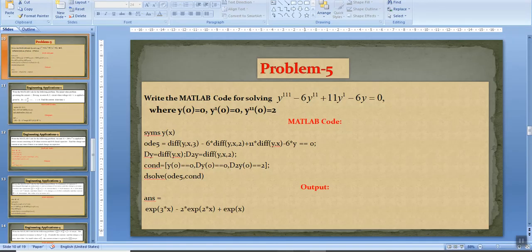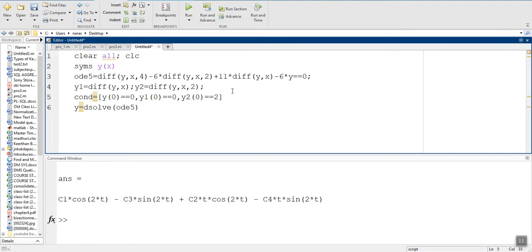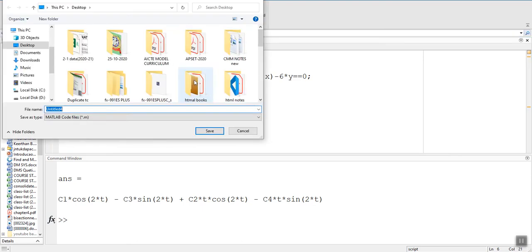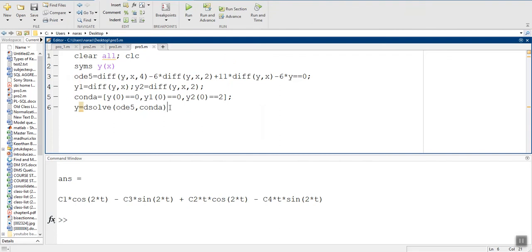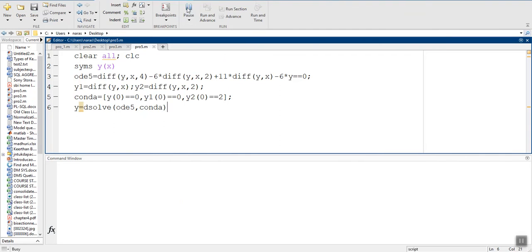Two values given. Okay, so I will write closing with semicolon. Now write COND. Write any name, then no problem. Not only COND, you may write CONDA also, then no problem. Now save this program. Profile. Then run this program.